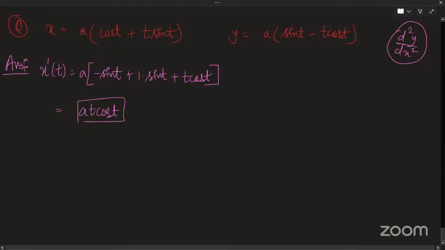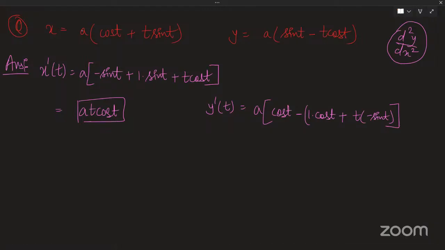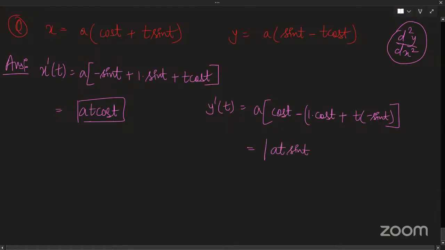Okay, great. Now moving ahead to y dash of t. So it becomes a into cos t minus 1 into cos t, plus t into minus sine t. Do you agree with this? I've just taken one derivative at a time. So this cos t gets cancelled. So it becomes a t into sine t. This is your y dash t.